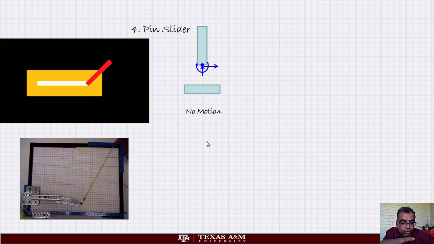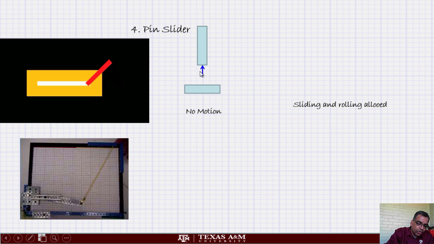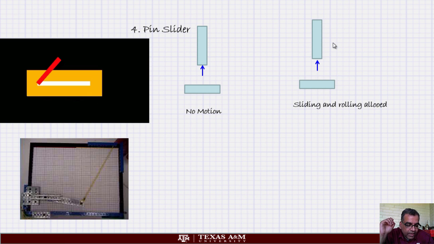So what does that look like? Let's start. No motion. All three forces are there. Now I want it to slide in the x direction, so I am going to remove this force, and I want it to rotate, so I remove the other force. When I remove these two things, the only force that is there is the y direction force, or the force perpendicular to the surface, because that's the only one that is prevented.